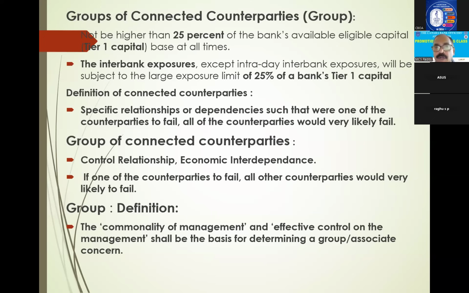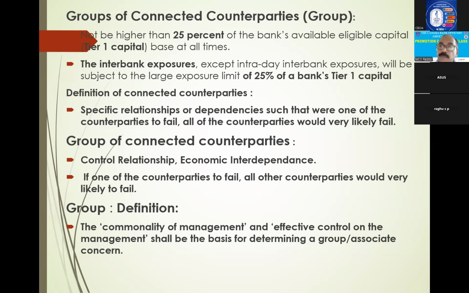When we say group of connected counterparties, it means there is a specific relationship or dependency such that if one account fails, all other accounts of that group are also likely to fail because they are interdependent on each other. Right? Suppose in another Reliance group, what happened? One by one, almost failures have come. Only in the Reliance group, one group is successful. The second group is failing. Next, group of connected counterparties: control relationship or economic dependence. These are the definitions for a group of connected counterparties.